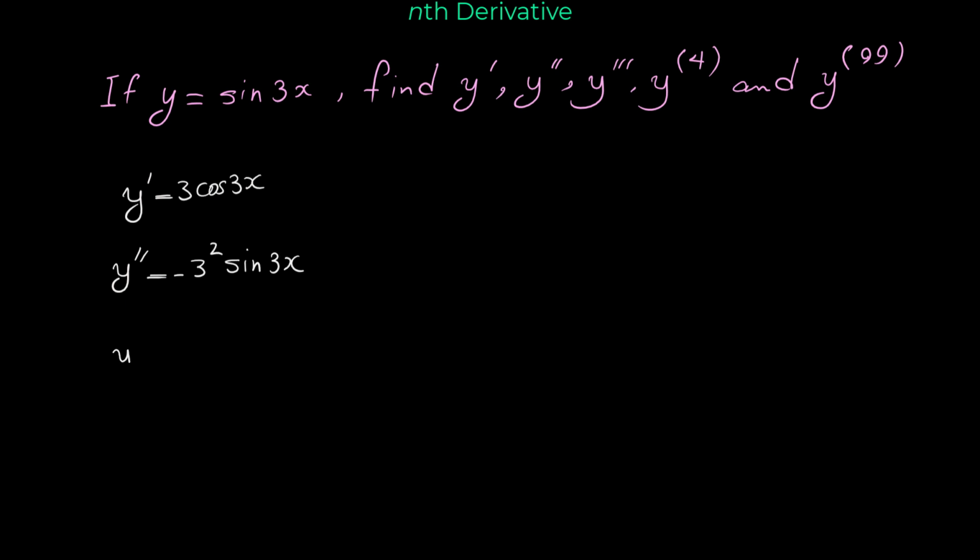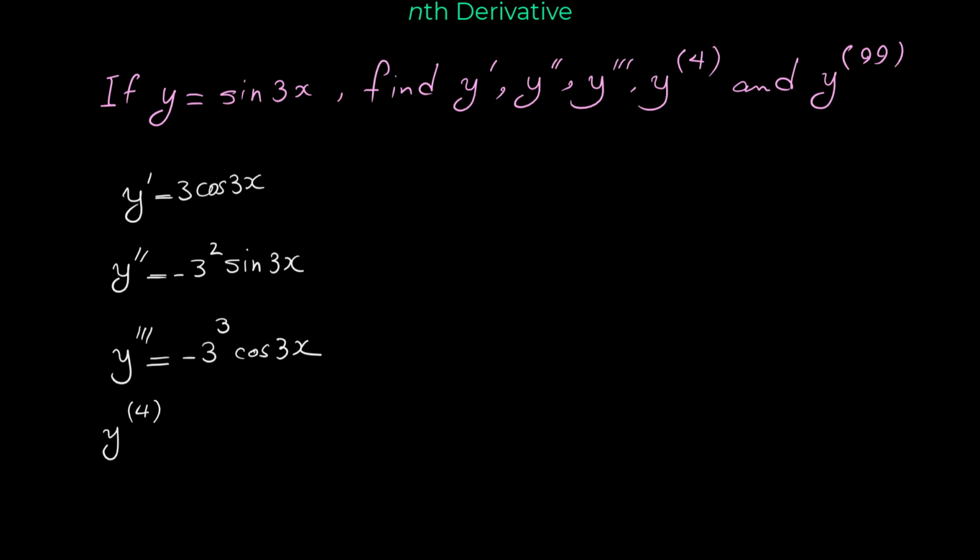Now let's see what is the third derivative. We keep negative 3 to the 2. Derivative of sine is cosine, and derivative of the inside is 3. 3 times 3 to the 2 is 3 to the 3. So the third derivative is negative 3 to the power of 3 cosine 3x.